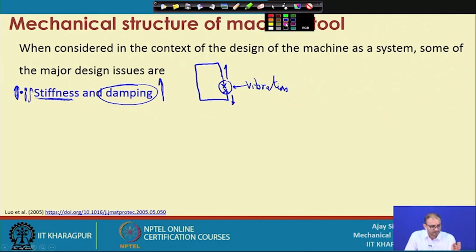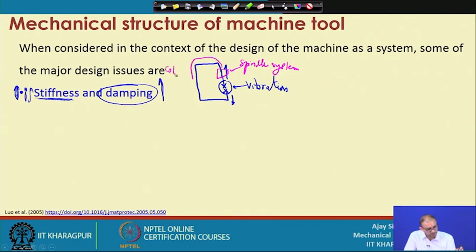Now, if it is moving in this direction, there is a spindle system available, and then it will move to the column. And if it is going in the downward direction, what is happening here? There is a fixture, and then it is going toward the guideway, and then it is going to the base, correct. So, in both ways, when the vibration is propagating within the system, it is not a good thing for the machining operation.